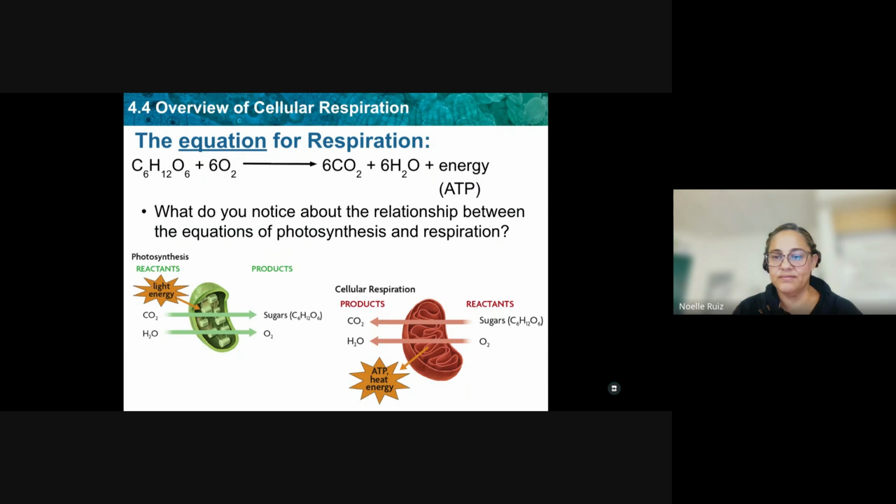So the products and reactants aren't the same. If you see here, the reactants of photosynthesis are actually the products of cellular respiration. And same with the reactants. So they're all the same molecules, but we use them in different ways. The reactants of cellular respiration are the products of photosynthesis. So yeah, plants produce the oxygen and we breathe it in. We breathe out the carbon dioxide, so the plants take it in. Good.